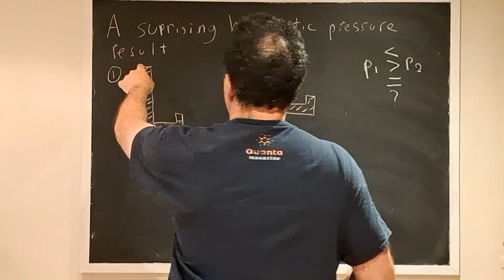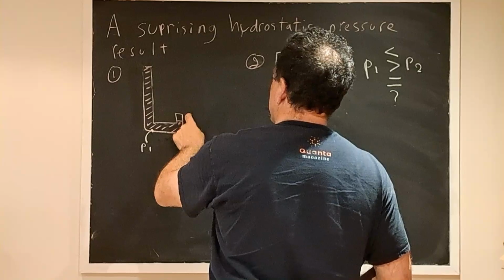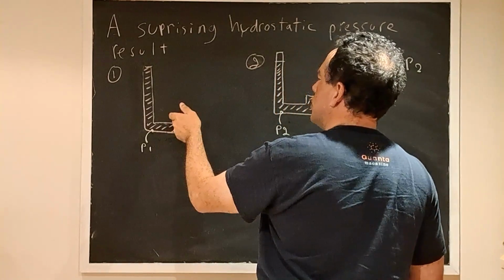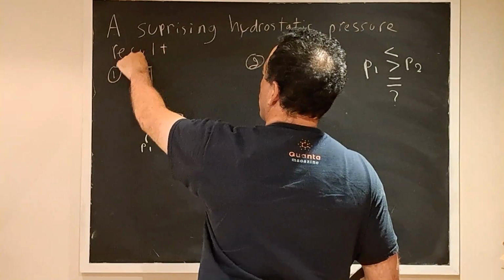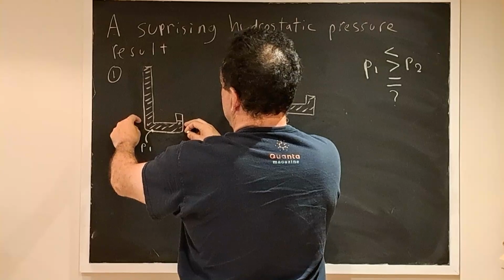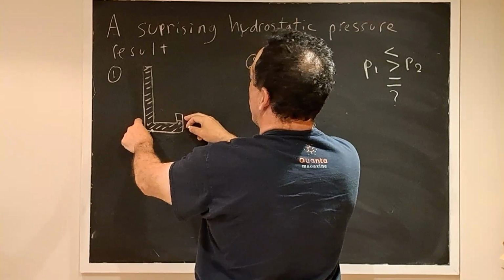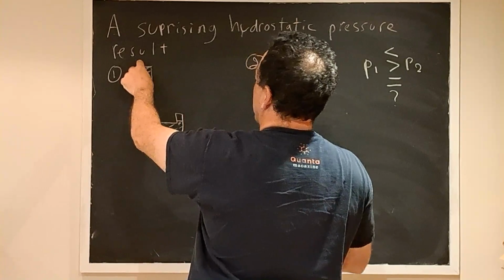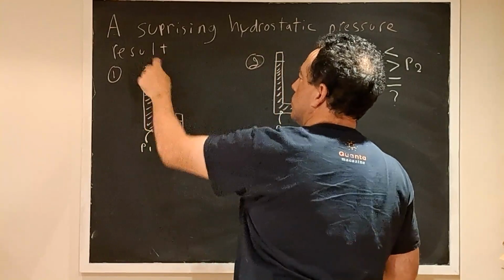We have a J-shaped tube that was initially full of air and in which we poured water. The water will fill up the tube slowly, and at one point there will be an air bubble trapped, and we keep on pouring water until we reach the top of the tube and we seal the tube.